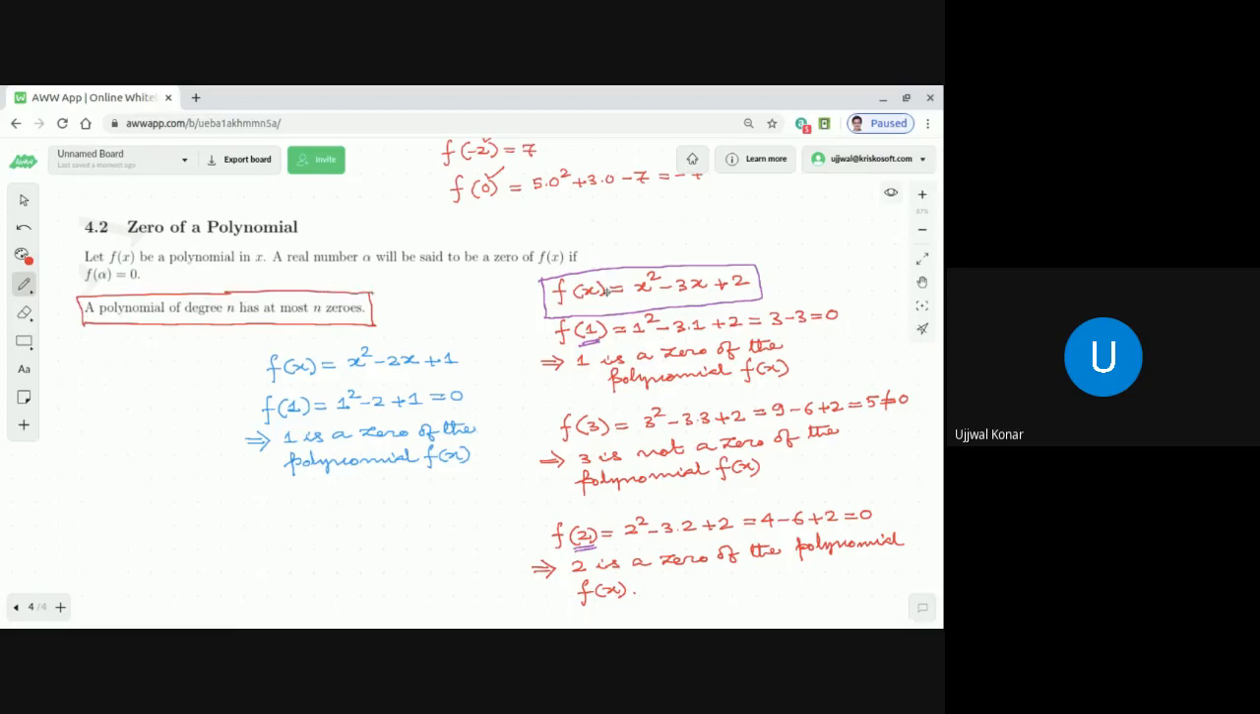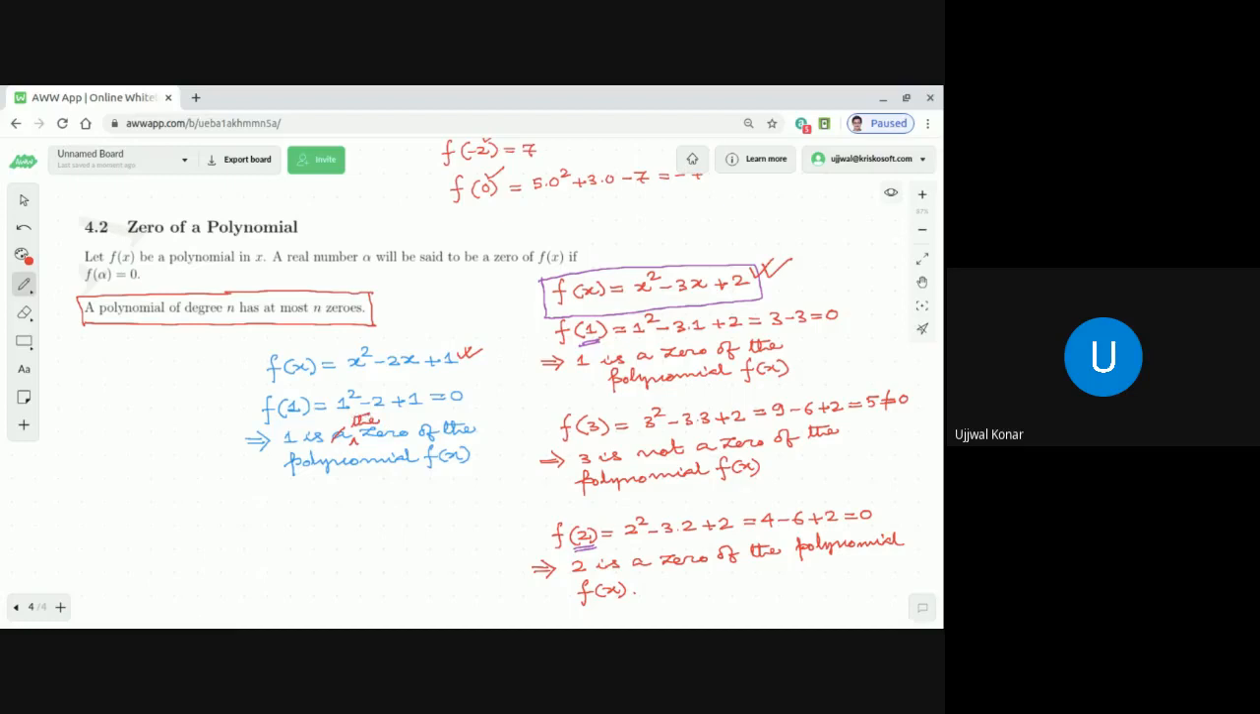You see here, in this case, f(x) equal to x squared minus 3x plus 2 has 2 zeros, 1 and 2. But in this case, f(x) equal to x squared minus 2x plus 1, that polynomial is of degree 2, but we get only 1 zero. You will never find another zero apart from 1 for this polynomial. So a very correct statement I can write is: 1 is the zero of the polynomial.